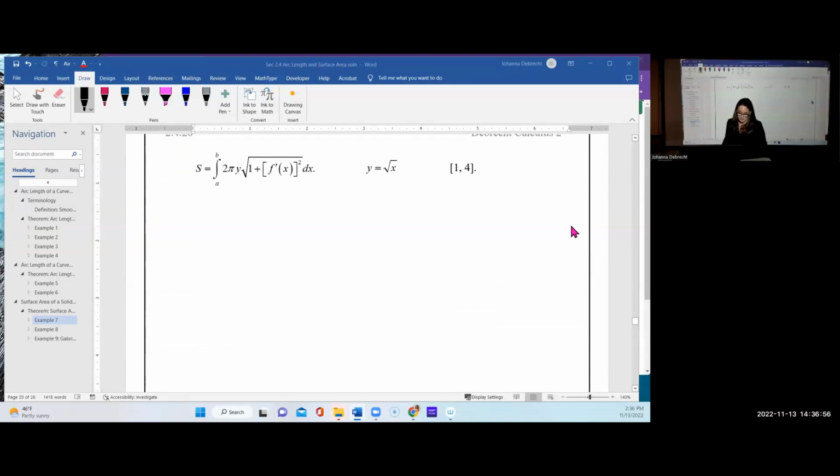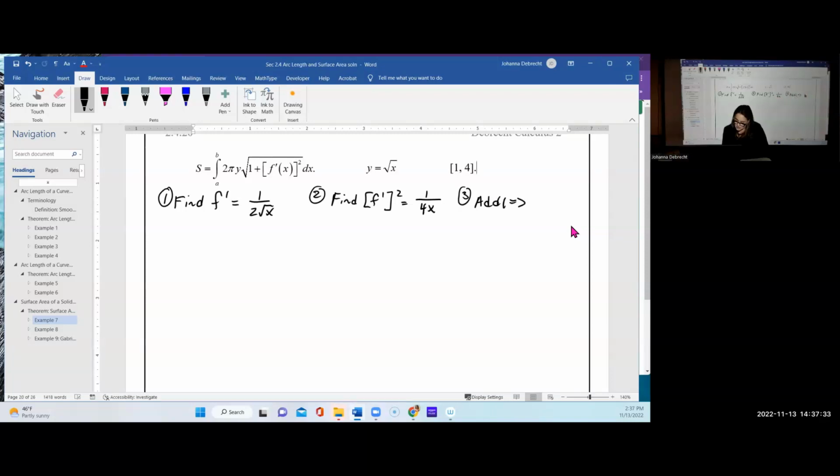So I've copied down the information that we'll need down here. So the first thing we're going to do is find f prime. And so the derivative of the square root of x is 1 over 2 the square root of x. And then the second thing we need to do is find that squared. So when we square that, we get 1 over 4x. And then, of course, we want to add 1 to that. So we have 1 over 4x plus 1.